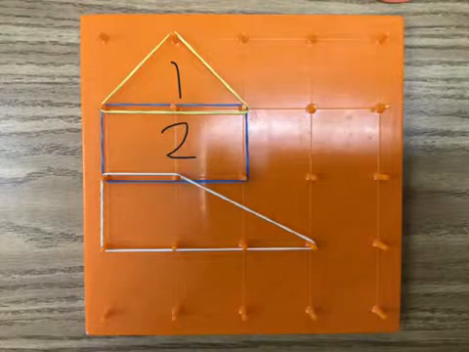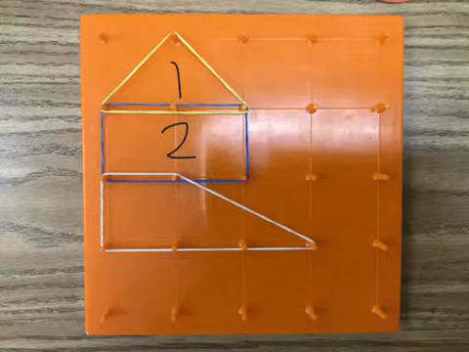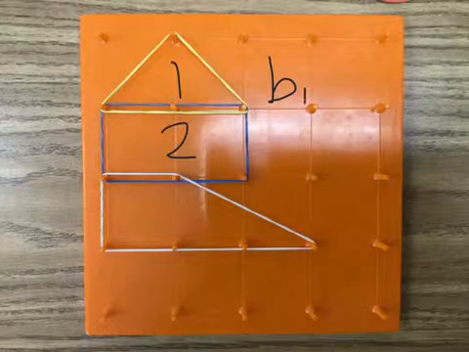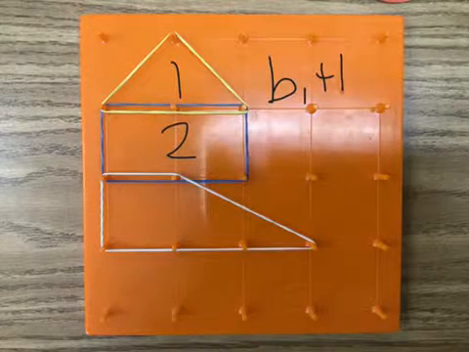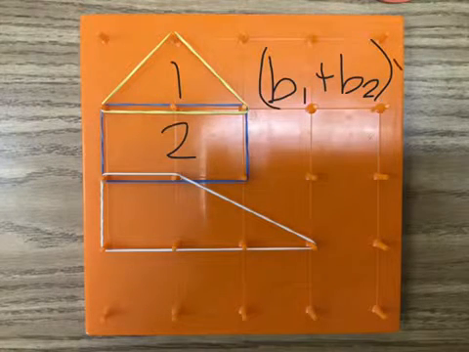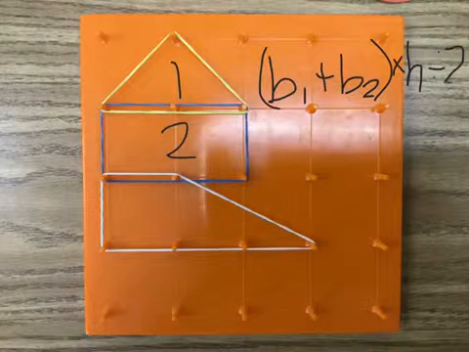And I saved the best for last, which is going to be my trapezoid down below. I know that to find the area of a trapezoid, I have to do the bottom base, or base 1, plus the top base, base 2, multiply those by my height, and then divide that final answer by 2.